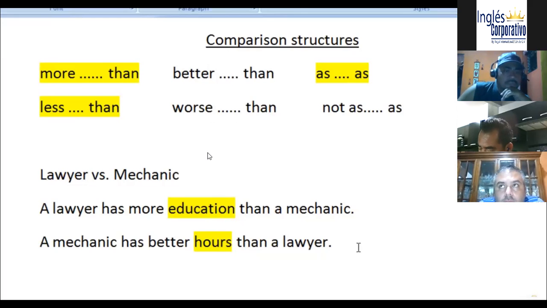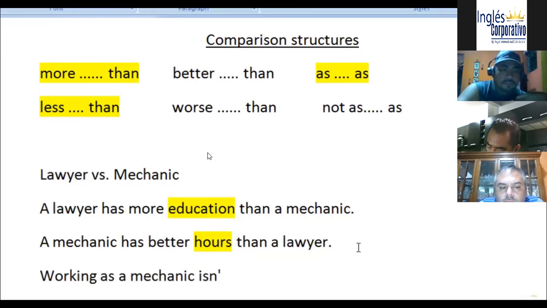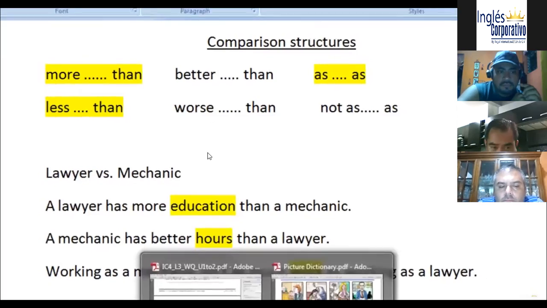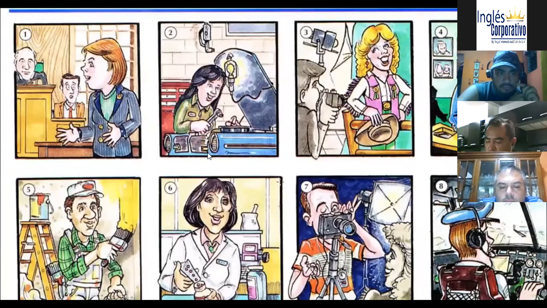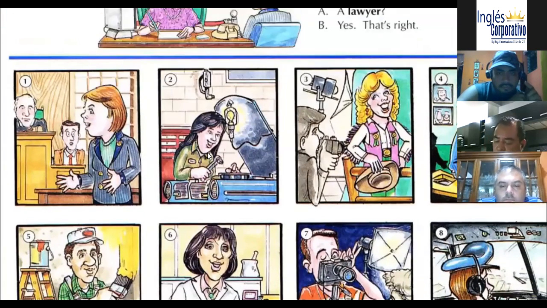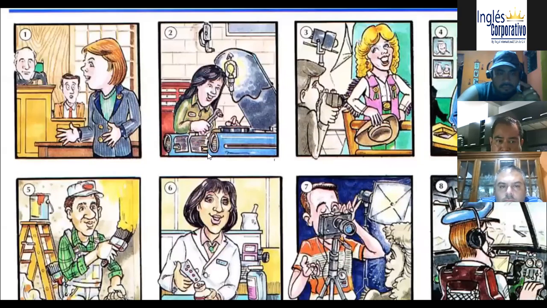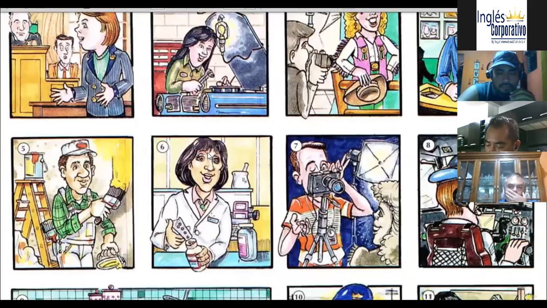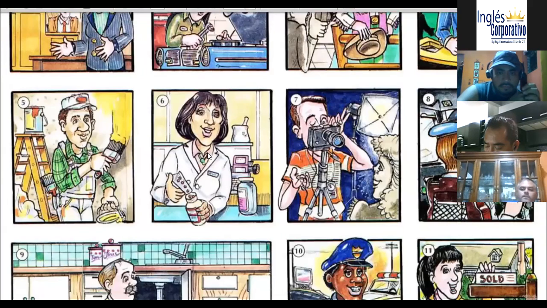And perhaps I could say that working as a mechanic isn't as much work as working as a lawyer. So what I would like for you to do now is look at all of these jobs. I will be publishing this document here, okay? So we have a model, a journalist, a photographer, a painter, and just choose randomly two jobs that you would like to compare.